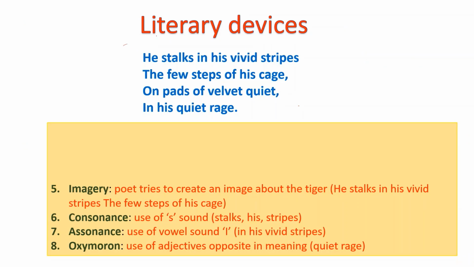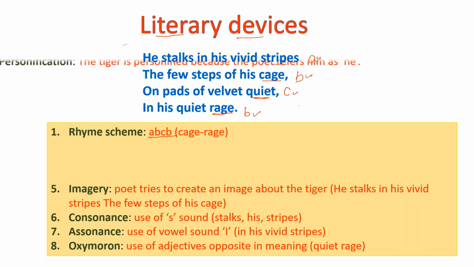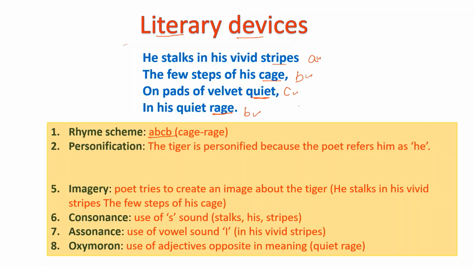Now let's study the literary devices in this stanza. For rhyme scheme, let's study the rhyming words: stripes, cage, quiet, and rage. Let's name stripes as A. Cage जो कि rhyme कर रहा है rage के साथ, तो दोनों को let's name them B. And quiet किसी के साथ भी rhyme नहीं कर रहा है, let's name it C. So the rhyme scheme becomes A B C B. The next literary device is personification.